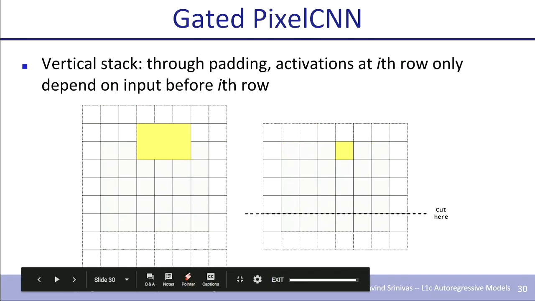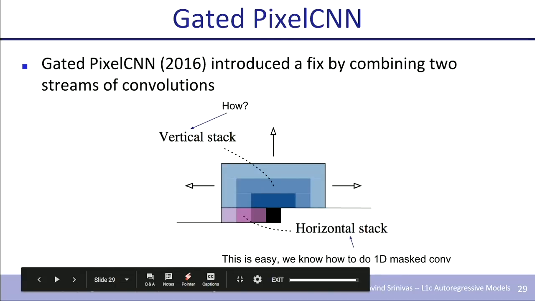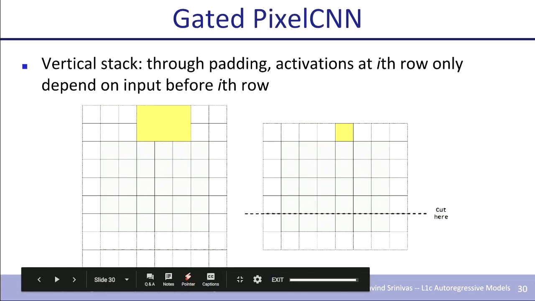Someone made a comment: we have this stream of convolution capturing everything above the pixel of interest, and then we have another convolution capturing everything in the same row but before it. Yes, that's exactly what is happening. Again, for the horizontal stack, we can do the padded 1D conv that we saw. That's easy. And for the vertical stack, it's again through padding, but in the row sense.